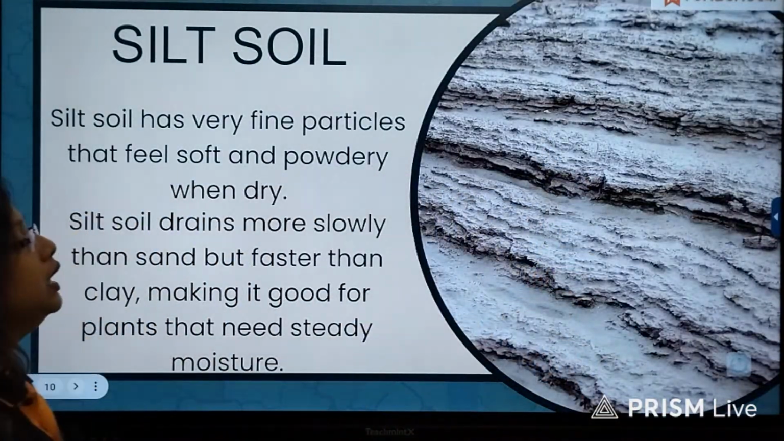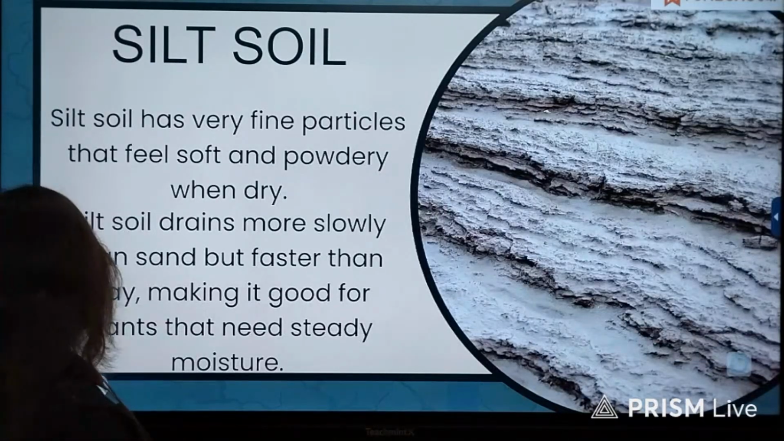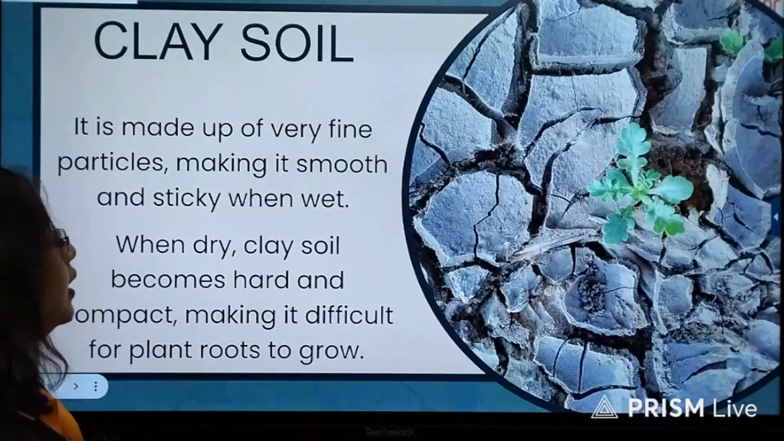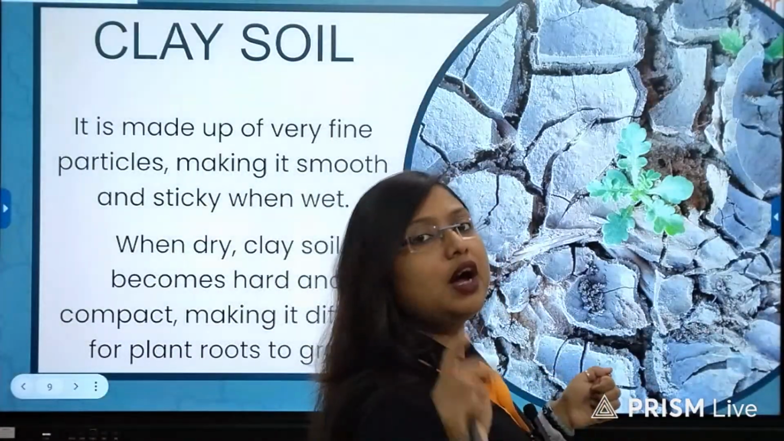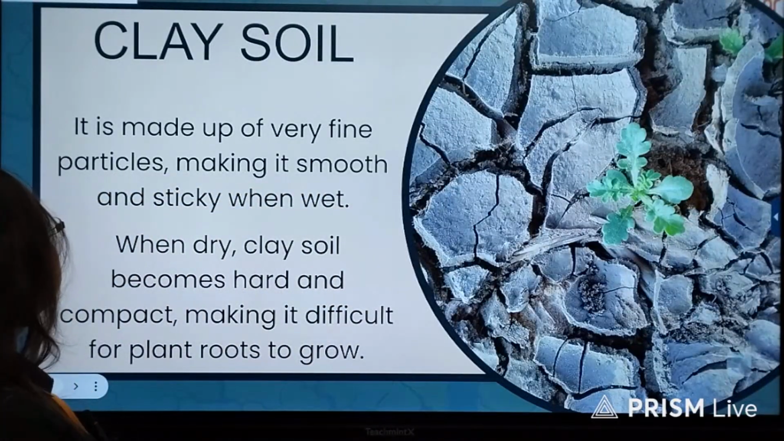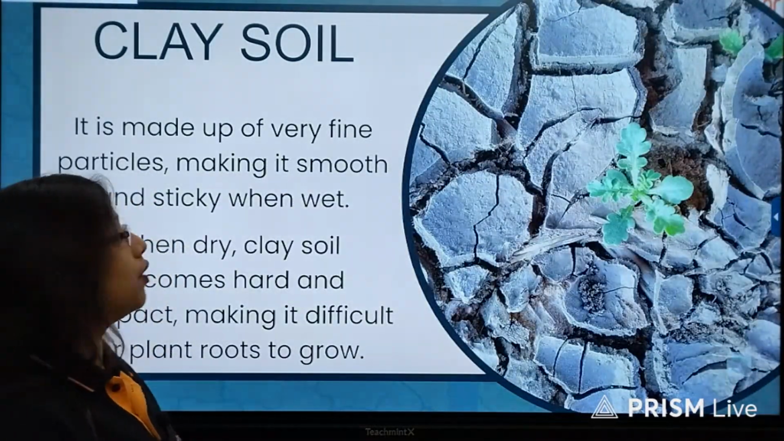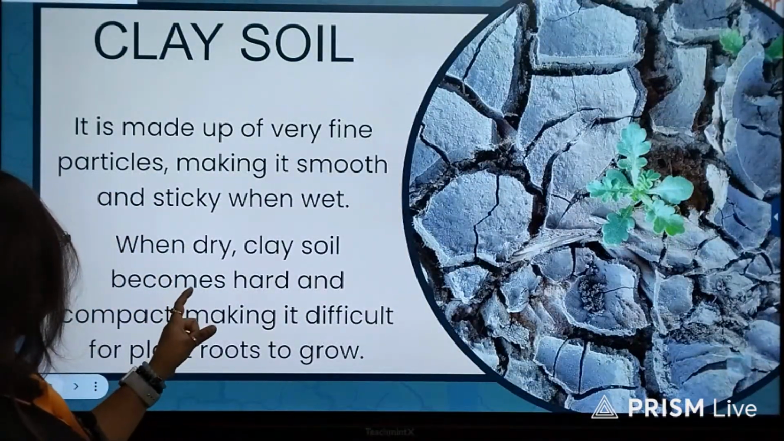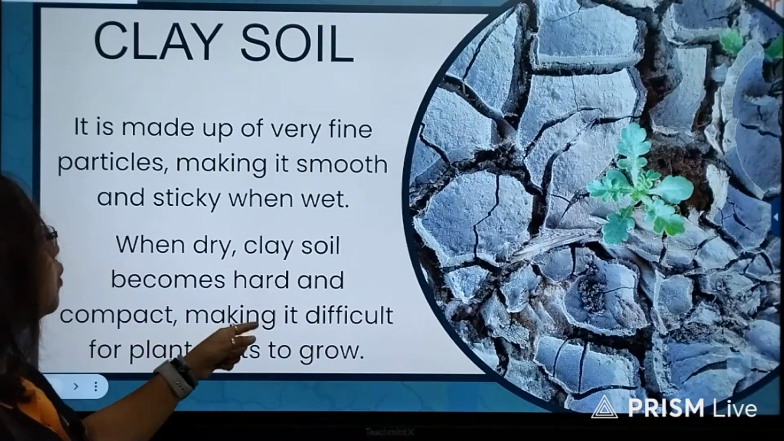You can see here, if it dries out it will be a very powdery substance. Here is the clay. You can already see that there is a lot of sticky soil here. It is made up of very fine particles, making it smooth and sticky when wet. So this is the sticky soil. When dry, clay soil becomes hard and compact, making it difficult for plant roots to grow.